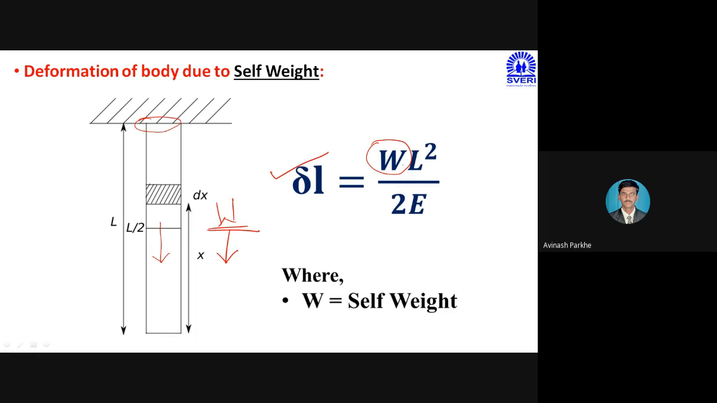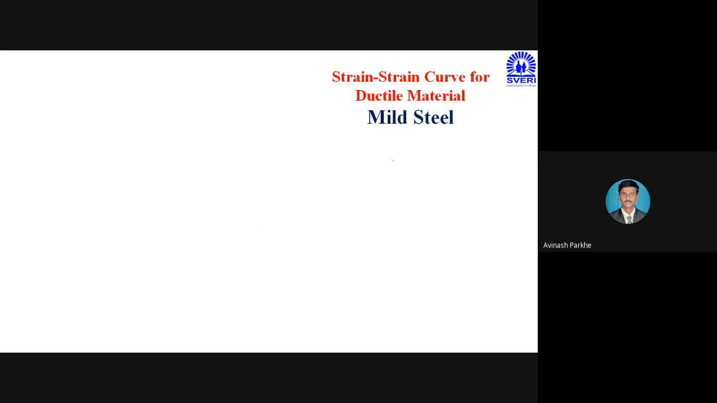So these are the two standard cases in order to calculate the deformation of a rod or deformation of a body that is subjected to the external load, delta L is equal to PL upon AE, and subjected to the self weight, that is delta L is equal to WL square upon 2E.